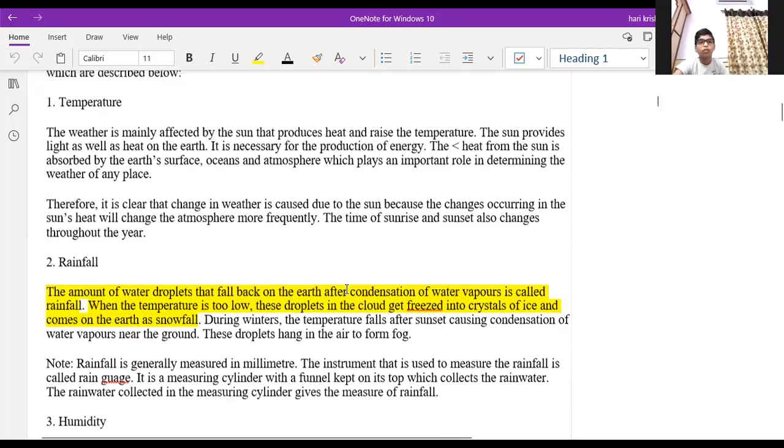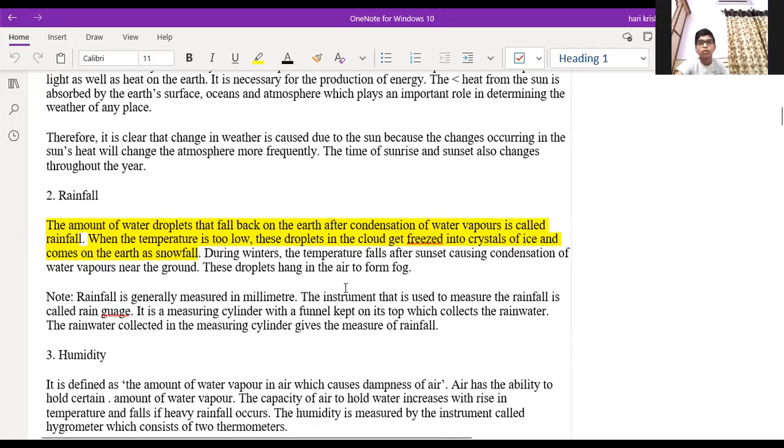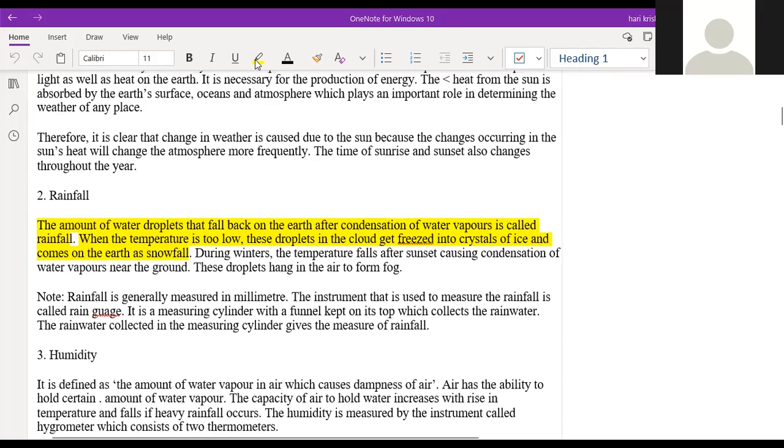No, sir. Okay, next, rainfall. What is the meaning of rainfall? Sir, it's the amount of water. What is the rainfall? Sir, it's the amount of water droplets that fall back on the earth after condensation. After condensation of the water vapor is called rainfall.